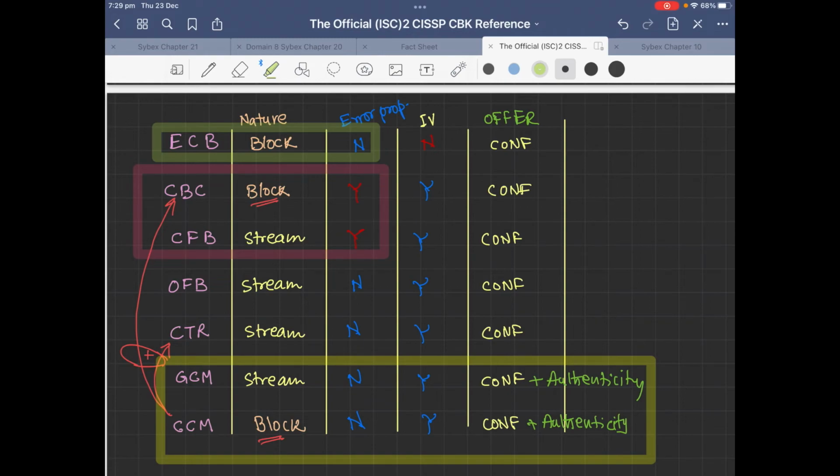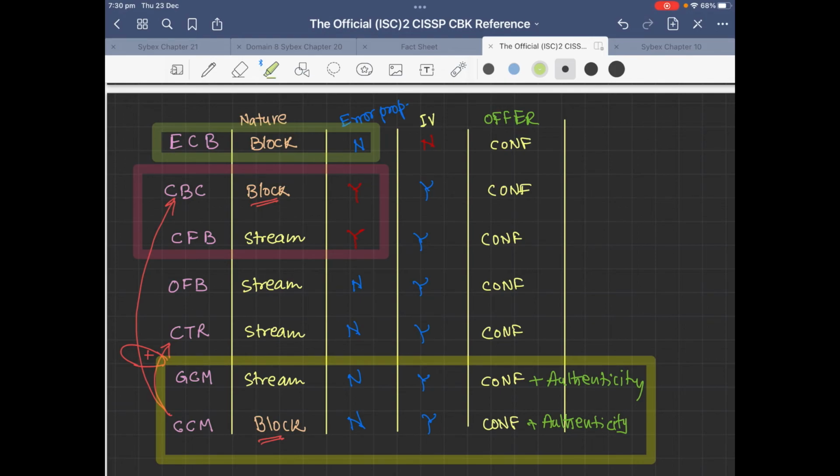This table will actually help in solving some of the questions which I found while practicing for the CISSP exam. There are many questions where I see a repeated pattern of asking whether errors are propagated or not, which one uses an initialization vector, or which one is for both authenticity and confidentiality.